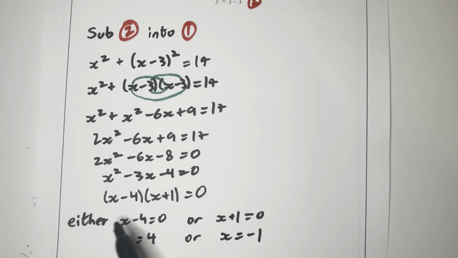This means that either x minus 4 is equal to 0 or x plus 1 is equal to 0. Adding 4 to both sides of this equation gives us x equals 4, and subtracting 1 from both sides of this gives us x is equal to negative 1. So we found our two values for x.